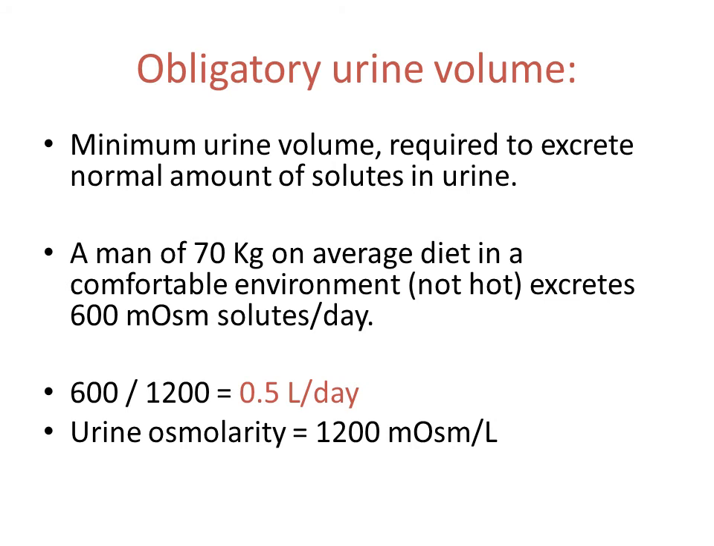Obligatory urine volume is the minimum volume of urine that must be excreted to rid the body of waste products of metabolism and ions that are ingested. In a normal 70 kilogram human, 600 milliosmoles of solutes each day must be excreted. If the maximum urine concentrating ability is 1200 milliosmoles per liter, the minimum volume of urine that must be excreted is 600 divided by 1200, which is 0.5 liters per day.